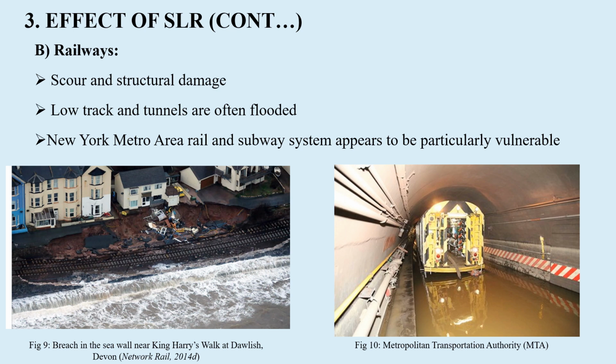Figure 9 on the left bottom is a breach in a seawall in the UK. This damage was considered to be caused by the high sea water, in which the track was left hanging in mid-air as seen in the picture. Similarly, sea level rise can cause flooding in the low tracks and tunnels as well. Figure 10 on the right is of the Newark subway, which is assumed to be particularly vulnerable to these events, and this was flooded after superstorm Sandy.